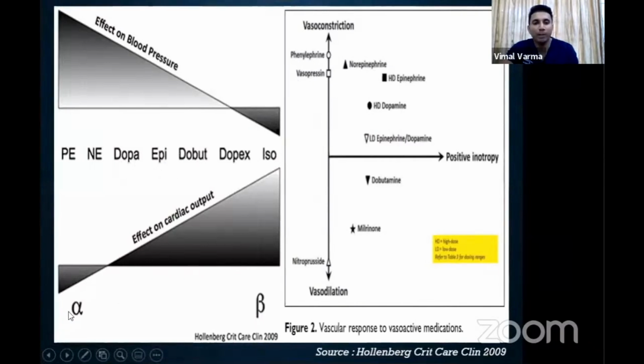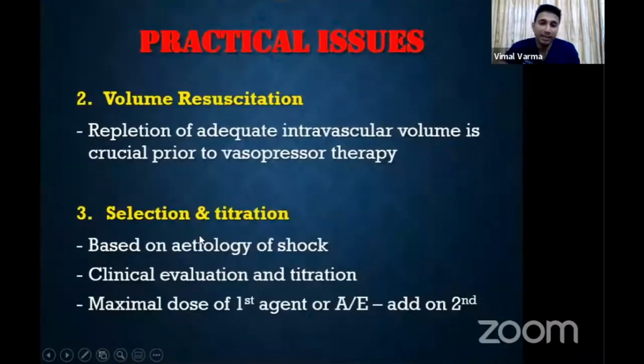You can see there is an overlapping of alpha and beta effect, and the overlapping of effect on cardiac output and blood pressure. As we see, phenylephrine and norepinephrine have a higher effect on blood pressure compared to cardiac output. But when we go to dobutamine and epinephrine, they have more effect on cardiac output rather than blood pressure. This graph also shows the same, where it shows the inotropic effect and where they stand on vasoconstricting and vasodilatation effect.